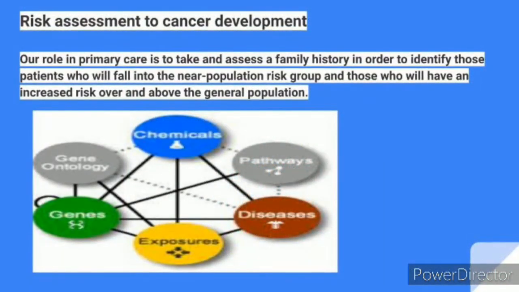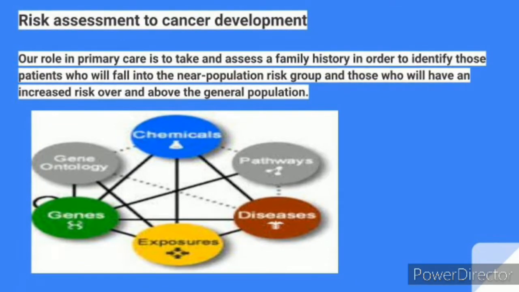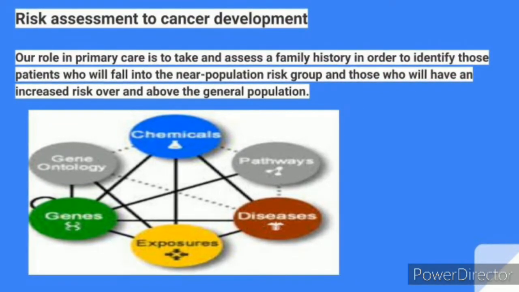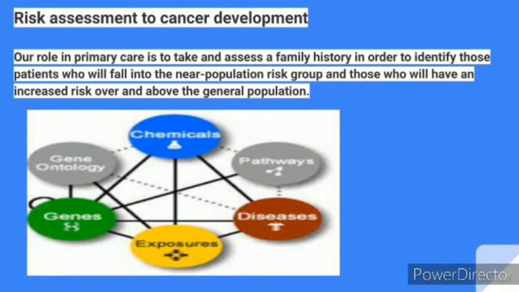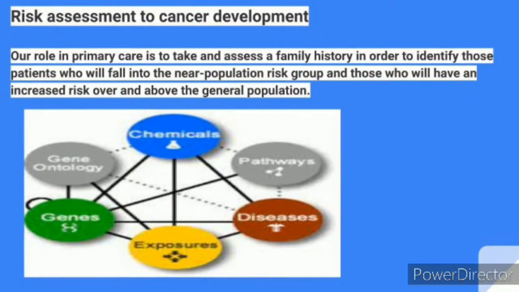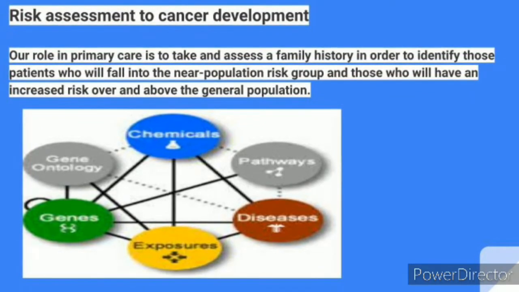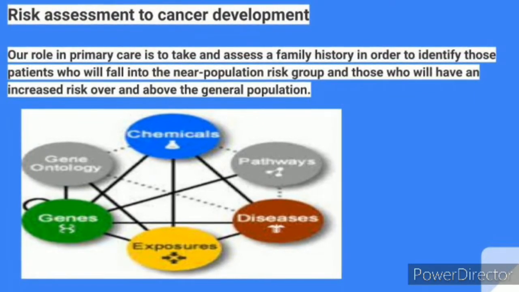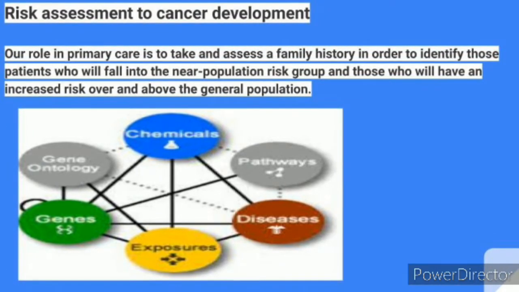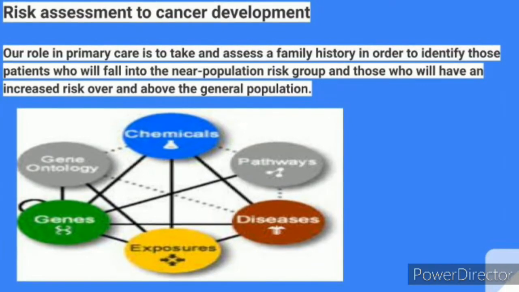Next, we are talking about risk assessment for cancer development. Our role in primary care is to take and assess the family history of the patient and the family, in order to identify those patients who will fall into the near population risk group and those who will have an increased risk over and above the general population.